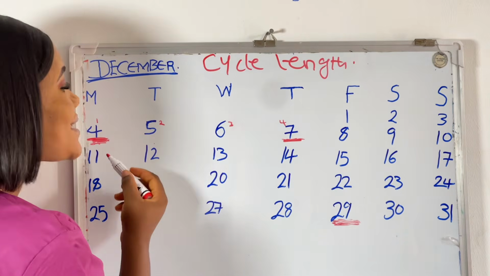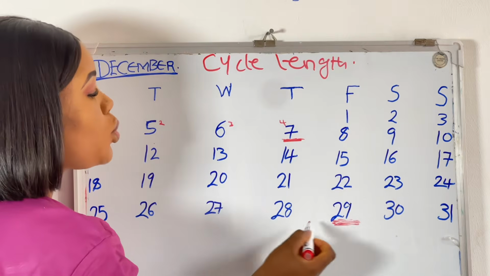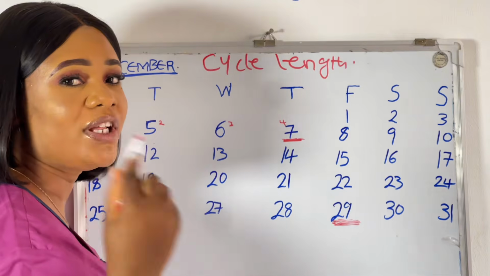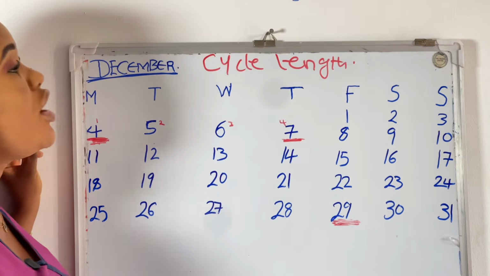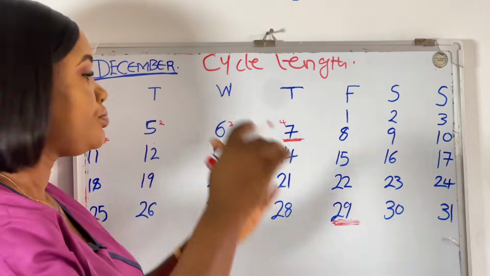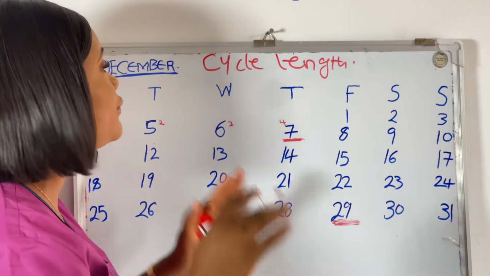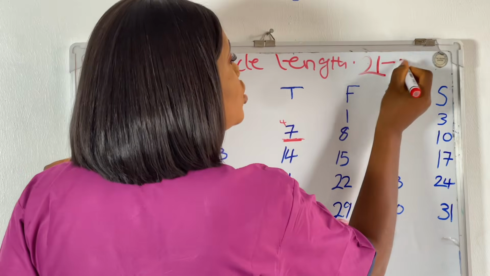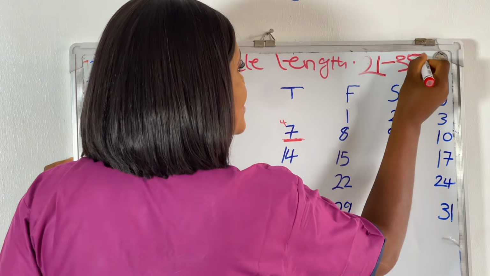Now guys, let's count in order to know how many days of cycle length I have. And mind you, the normal days of cycle length fall within this range, within 21 to 35 days.